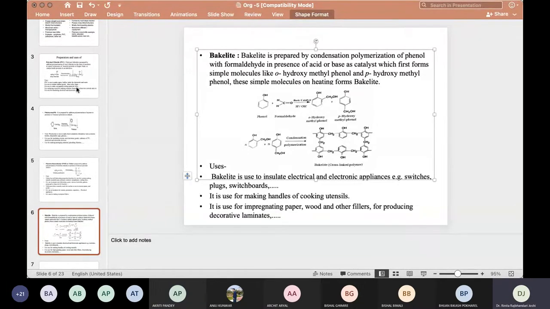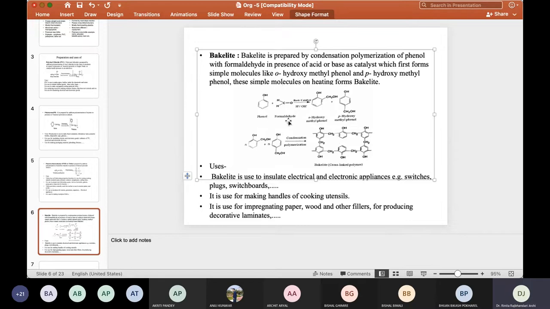That means we have done only the addition polymers, that is PVC, polystyrene, and polytetrafluoroethylene. And here is your Bakelite. Bakelite is also included in your previous courses. Bakelite is a condensation polymer.